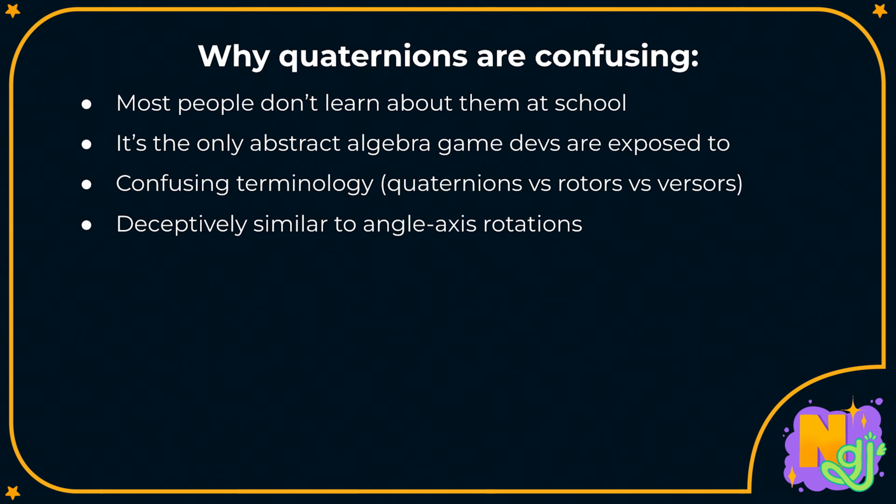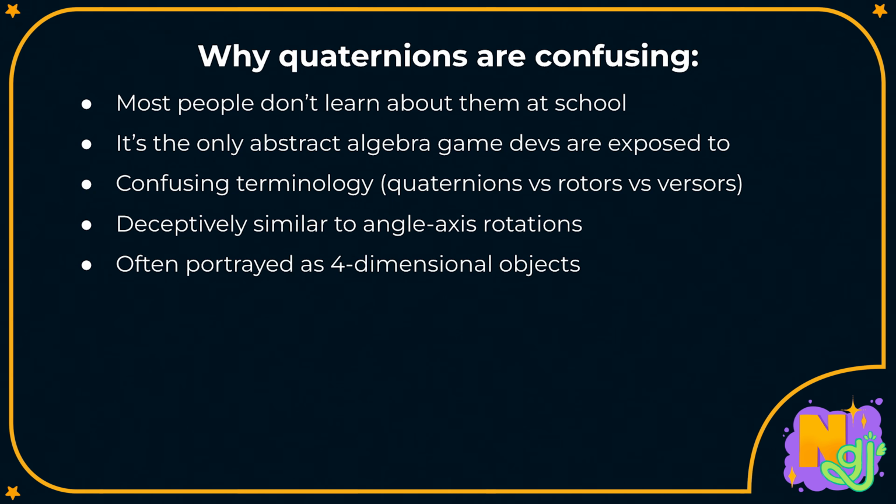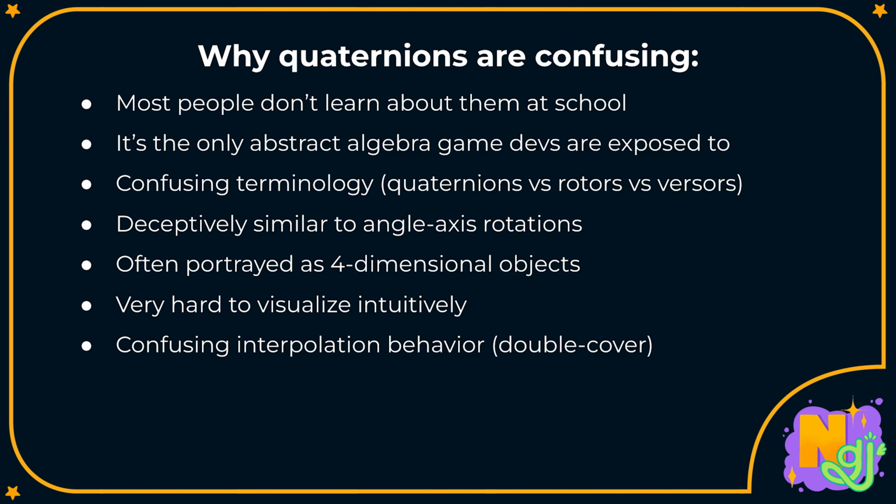But they're not the same thing. They're often portrayed as 4-dimensional objects, which is technically true and fine, but I think it's a little bit of a mistake to do that. And they're also very hard to visualize, and especially intuitively. They also have this weird thing called double cover. And 3D rotations in general are kind of weird. Like, when you look into how they work, 3D rotations are just unintuitive.